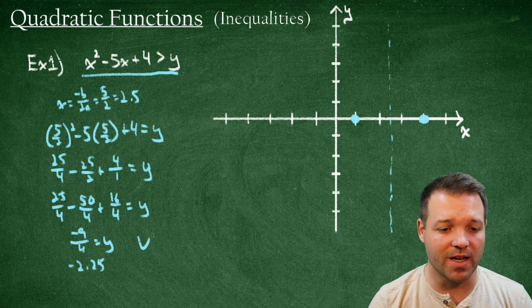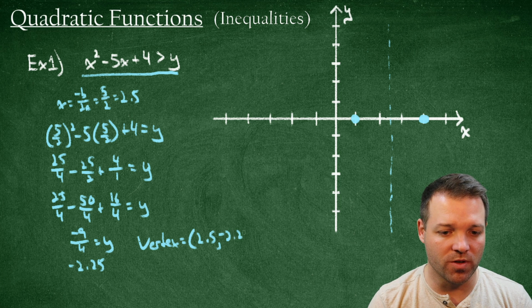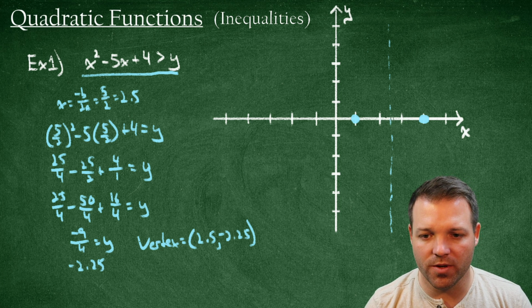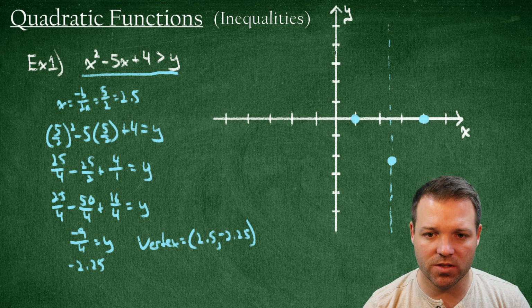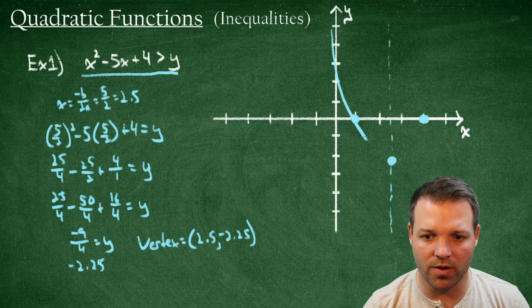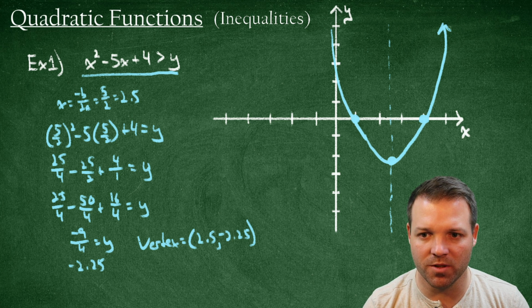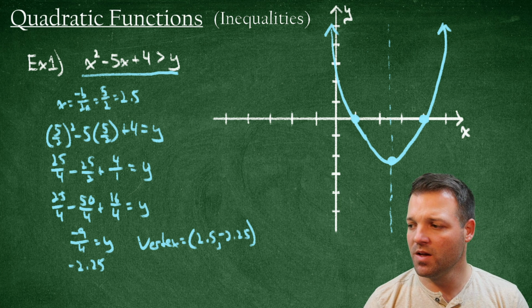Okay, so the vertex here. The vertex is going to be at, our x value was 2.5, and my y value was negative 2.25. Okay, so here we go. So let's see here. So we're going to go over in the x, 1, 2.5, and then down 1, 2, and then 0.25 about here. Okay, there we go. So let's go ahead and just kind of do the best we can with our parabola. Looks more like a V, but that's okay. All right, so here we go.